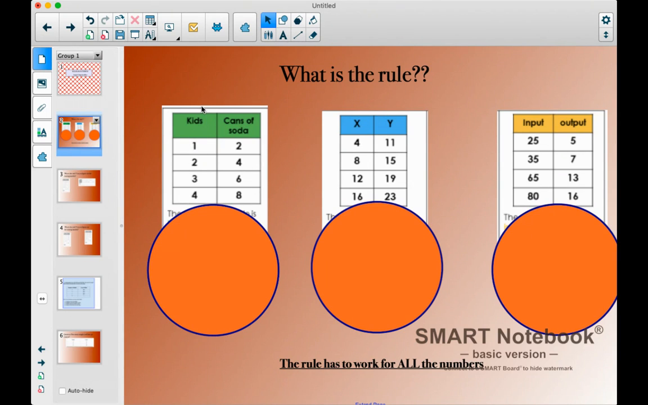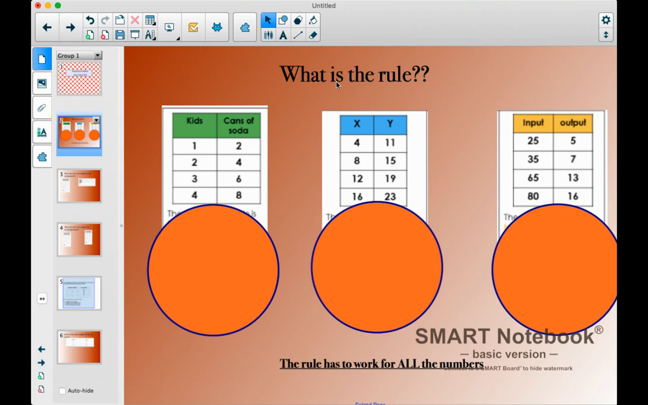On an input output table, you are going to see two columns. The first column is called the input column. There's something that you do to the number in the input column that is going to help you get the number in the output column. The way that you get from the input number to the output number is called the rule.